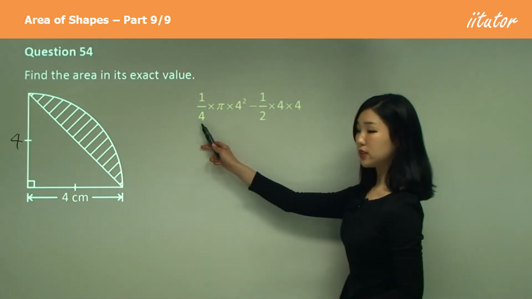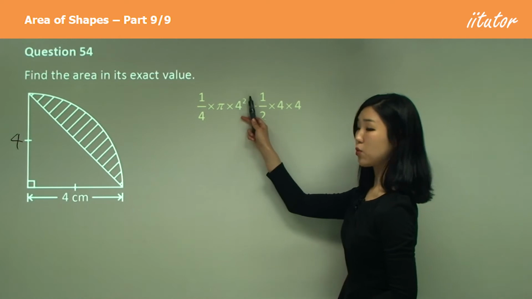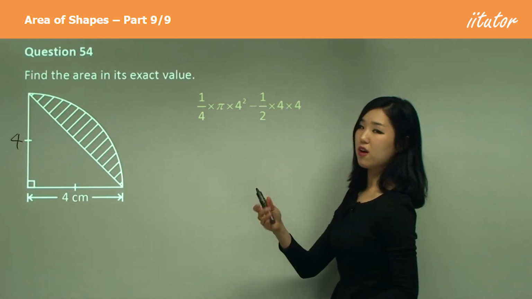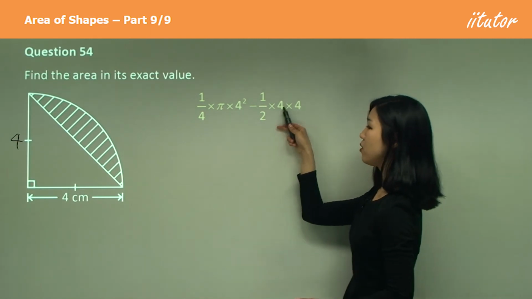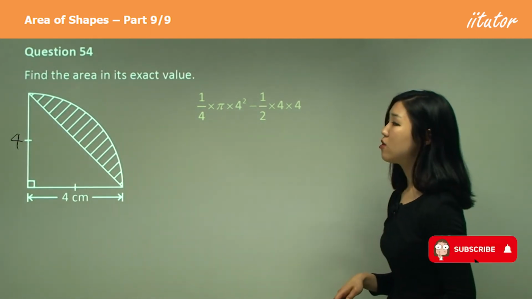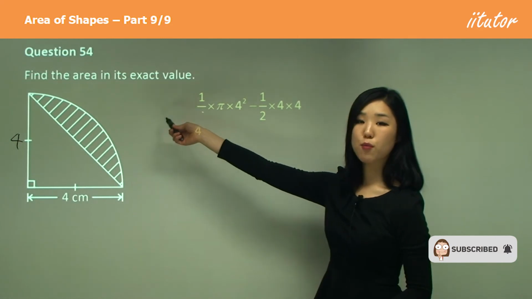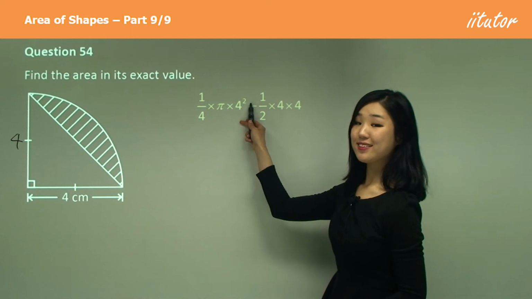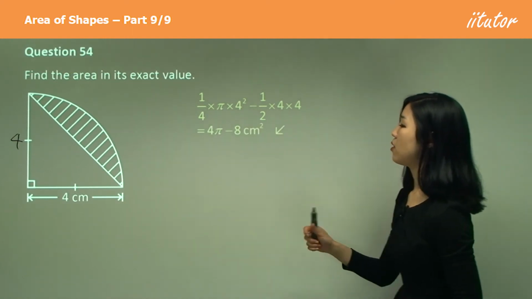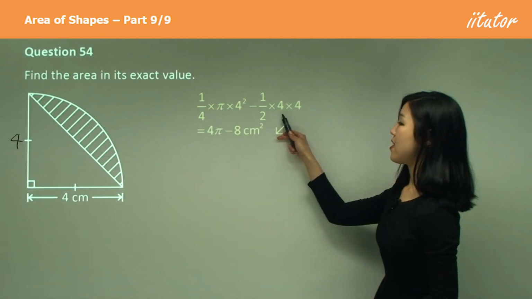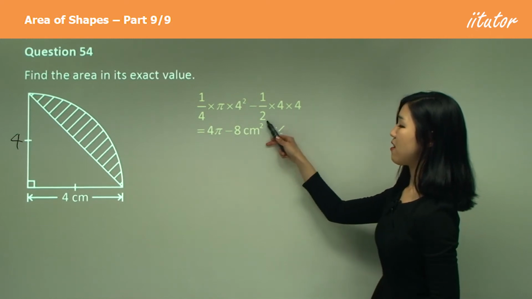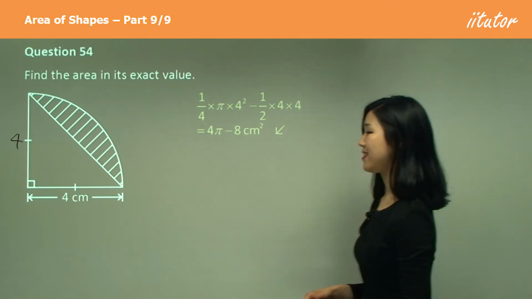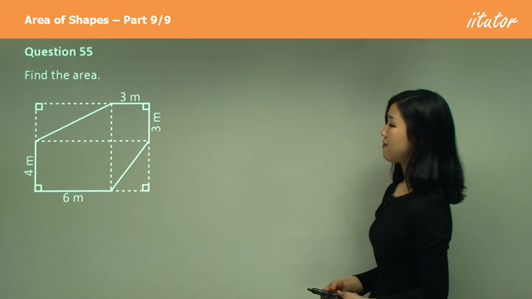So let's find it. We do quarter of a circle, so quarter of pi r squared, where the radius is 4, minus this triangle, sorry. Half times base 4 times height 4. And they still want you to put in exact value, so do not put it into your calculator. Now see how 4 squared is 16? 16 divided by 4 is 4. So we have 4 pi, and then 4 times 4 is 16, divided by 2 is 8. So we have 4 pi minus 8 centimeters squared. That is the answer.